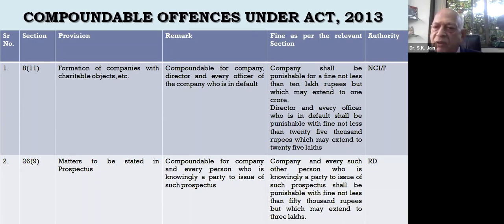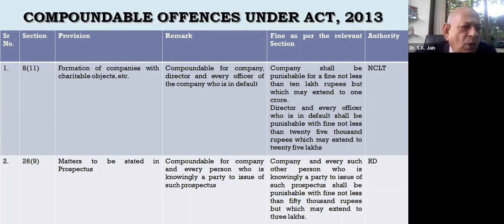Director and every officer who is in default shall be punishable with fine not less than 25,000, which may extend to 25 lakhs. Now, this authority is NCLT. So why NCLT has now come into play? Because the fine may extend to 25 lakhs, so it can be compounded by NCLT. Below 25 lakh, it is compoundable by RD. And once it is up to 25 lakhs, then it is by NCLT.